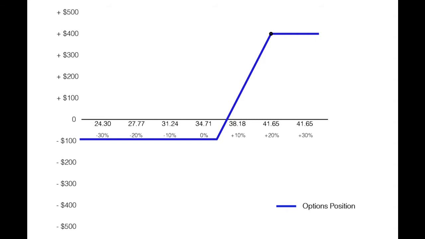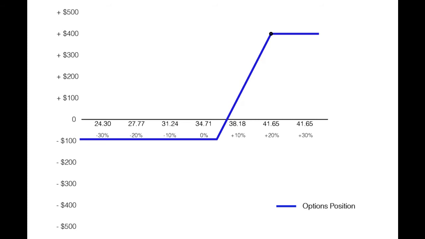So essentially, if we're right, we could make up to $310 in profits, which is 344% in gains. Another thing you'll notice about the graph here is that the stock only has to move up about 7% for the position to be profitable.